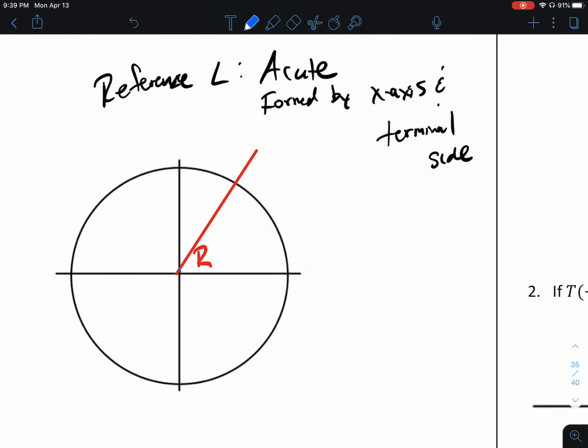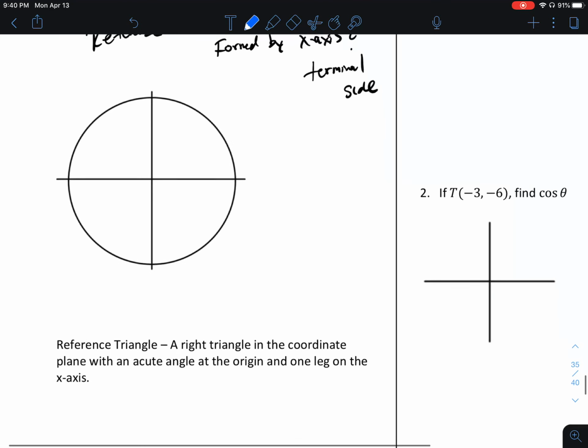If I had the terminal side over here, this is an angle in standard position, and this would be the reference angle. It's acute. It's formed by the x-axis and the terminal side. If I had the terminal side in quadrant 4 or in quadrant 3, these are where the reference angles would be. Reference angles are formed by the x-axis and the terminal side, and they are acute angles. So with that, we have a reference triangle.